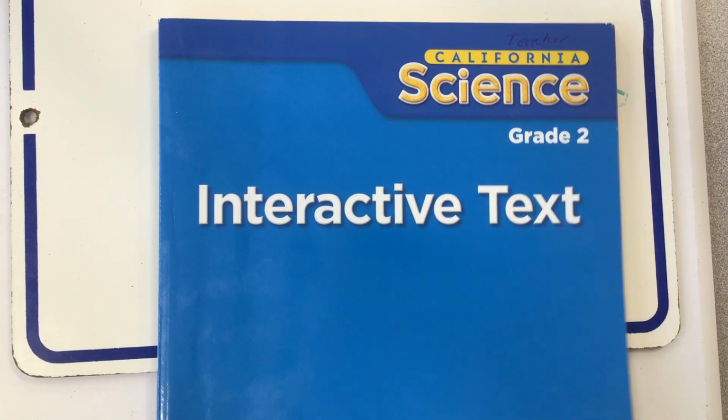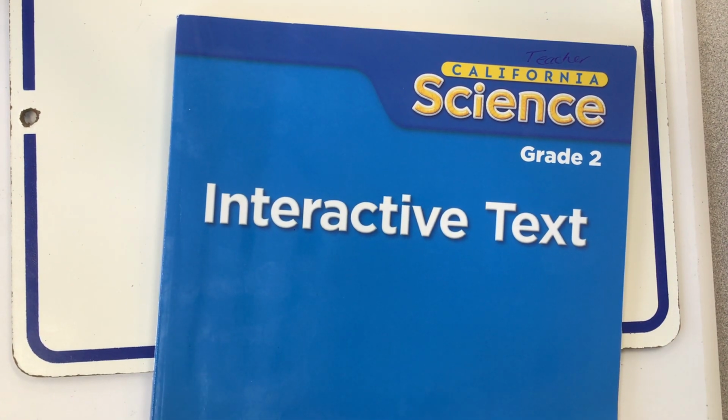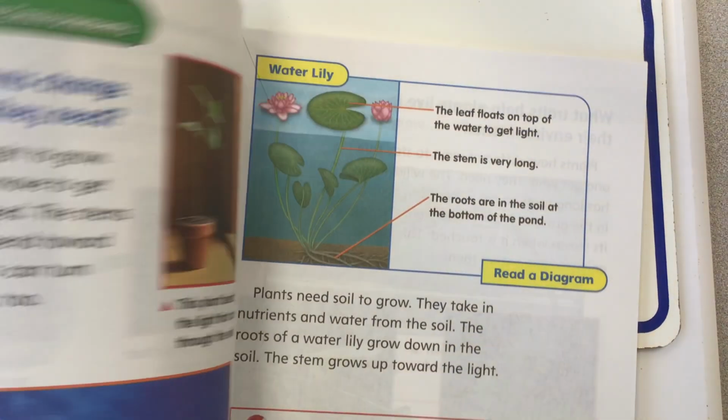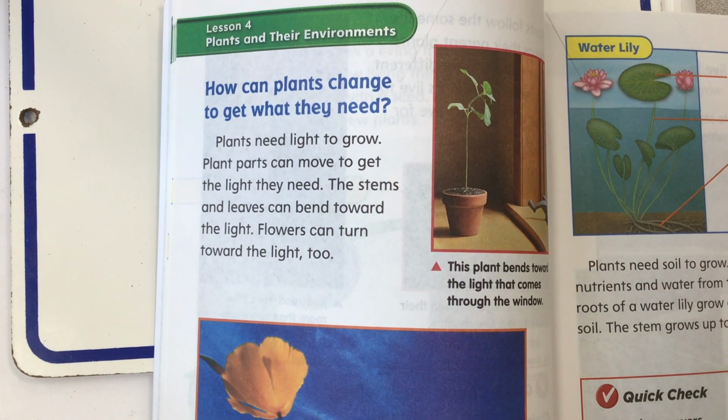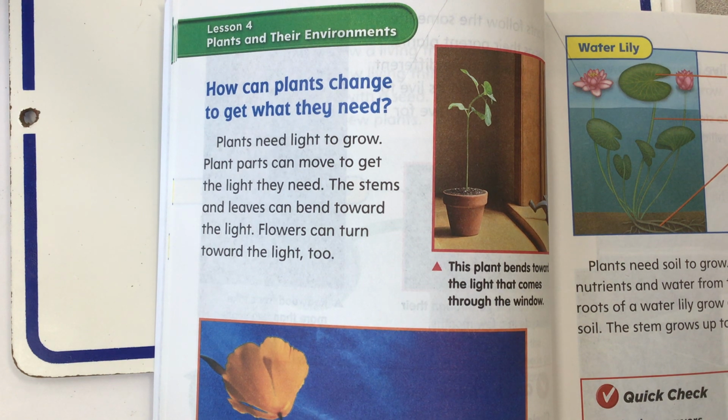We are in the California Science Grade 2 interactive text. We will be working on pages 18 through 22 today. Lesson 4, plants and their environments. How can plants change to get what they need?